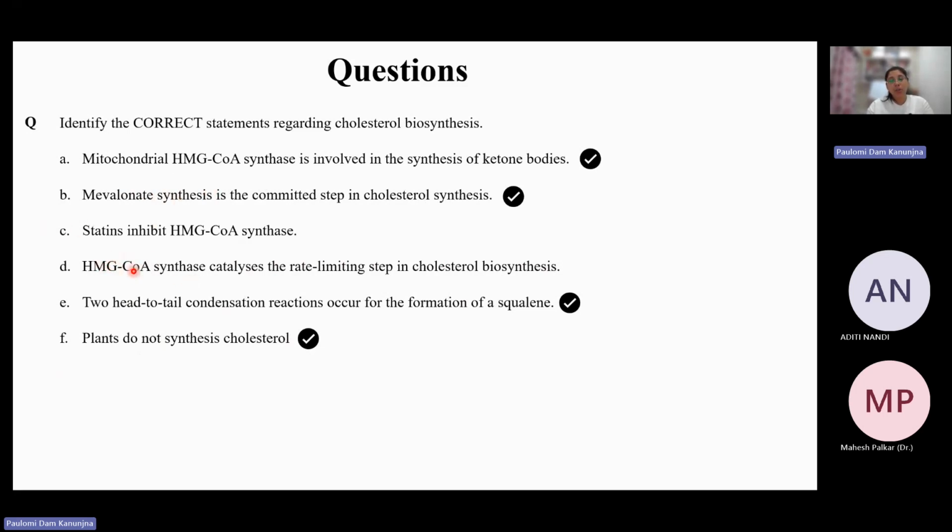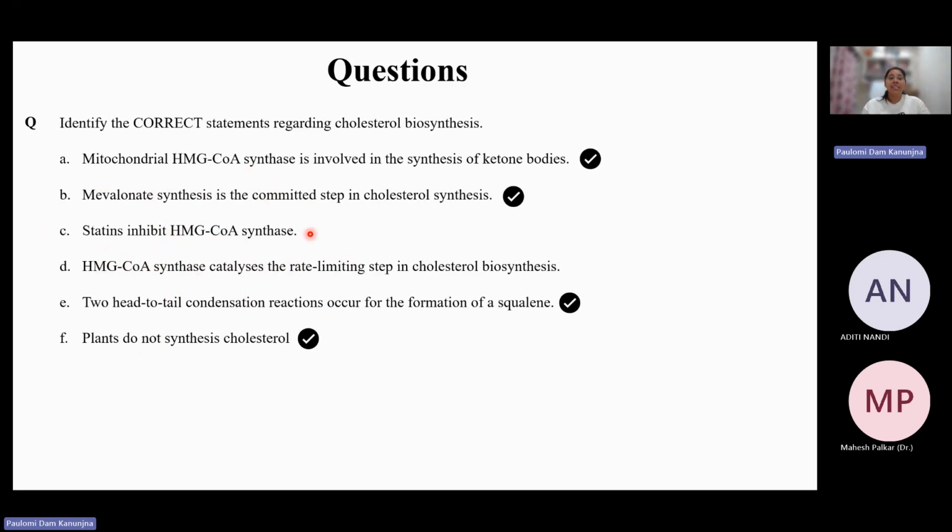D says HMG-CoA synthase catalyzes the rate limiting step. No. Synthase is the previous step. The rate limiting step is the third step of the first stage, which is by HMG-CoA reductase. So that's why it is incorrect. C says statin inhibits HMG-CoA synthase. Basically the same thing. It is not synthase, it is reductase, the rate limiting step. So be mindful of synthase and reductase. That's the only place where we have made this mistake.